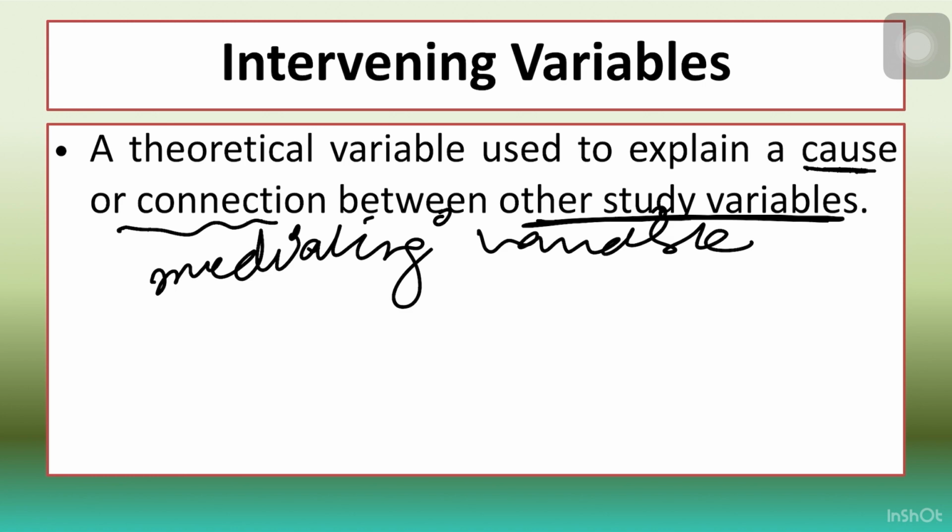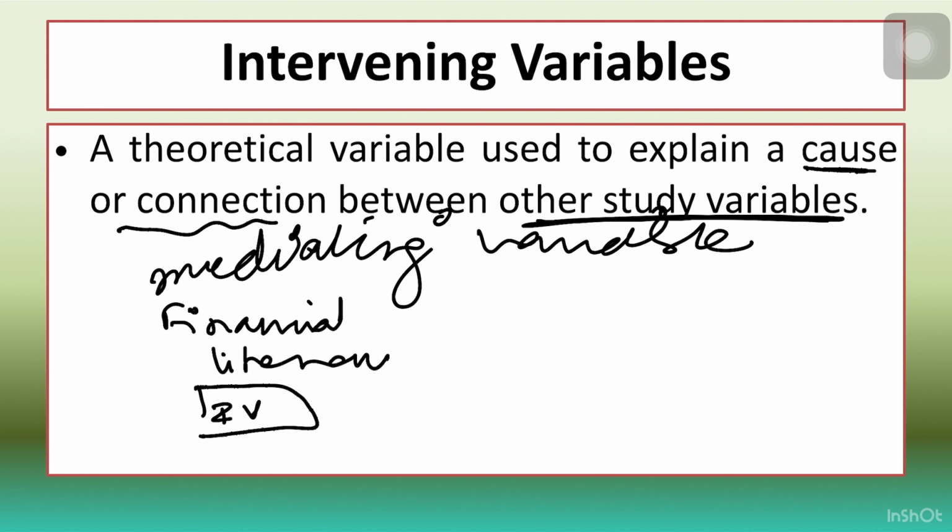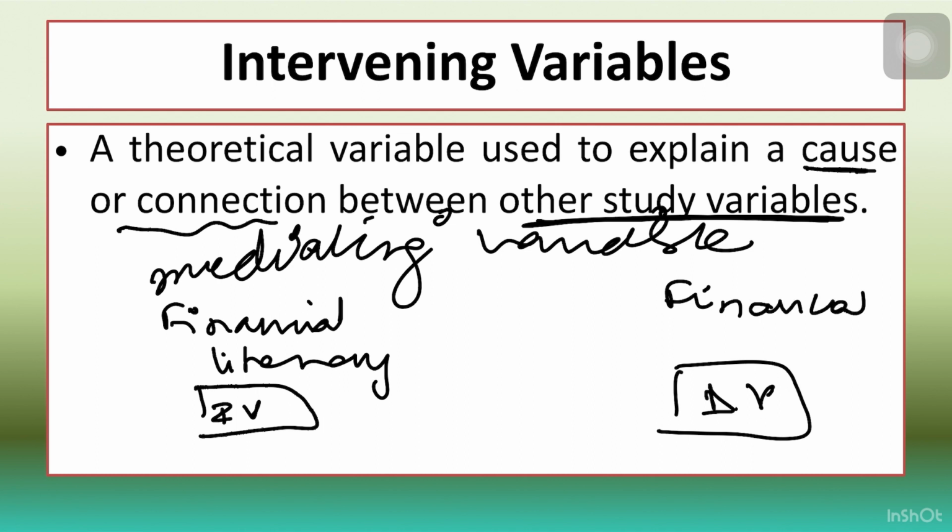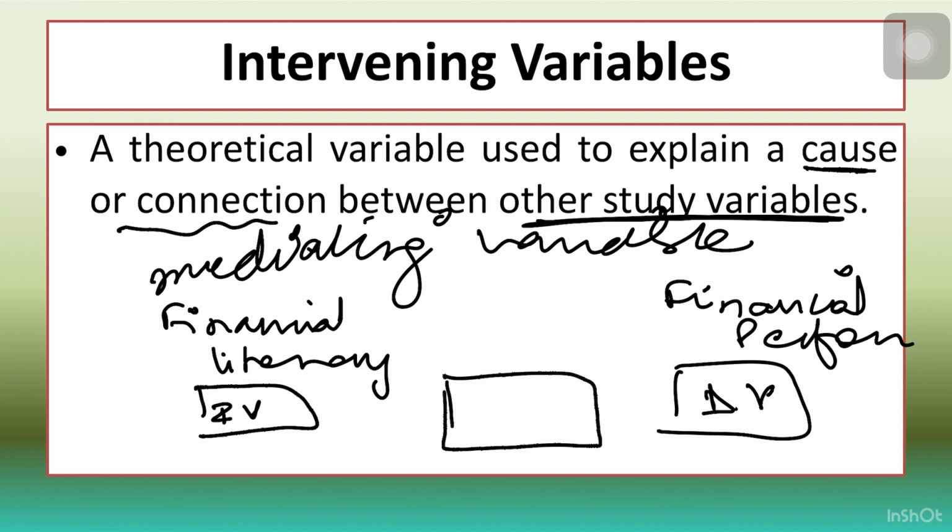Same example we have: the independent variable was financial literacy, right? We wanted to study its impact on financial performance. That was our dependent variable. Now what I do is we introduce another variable, say financial access. Now what is financial access? People having access to banks. They often go to banks or other financial institutions.